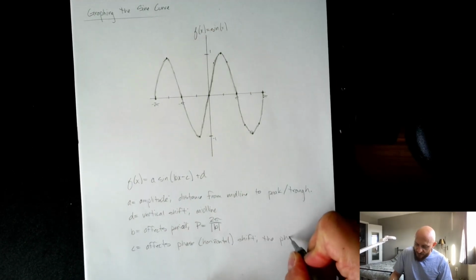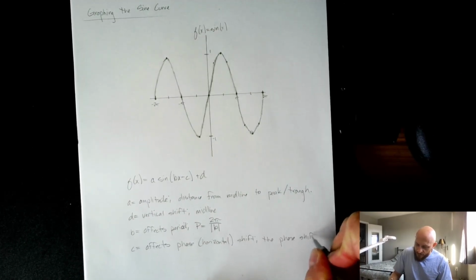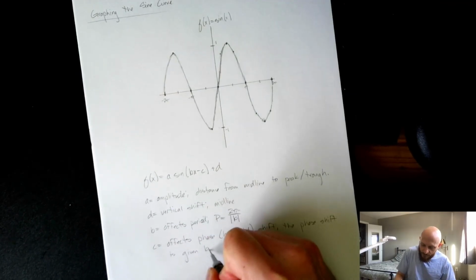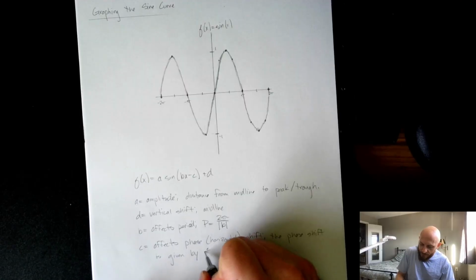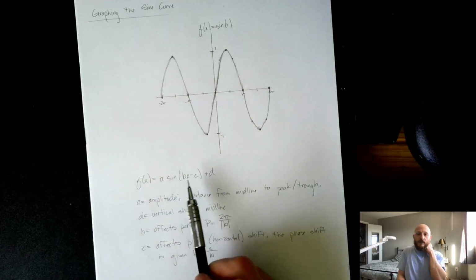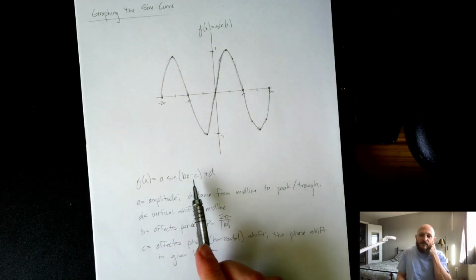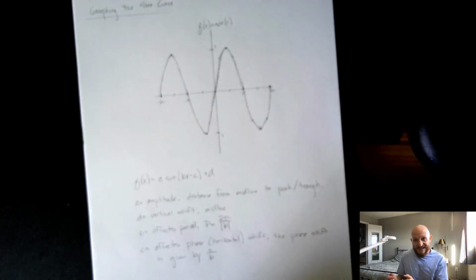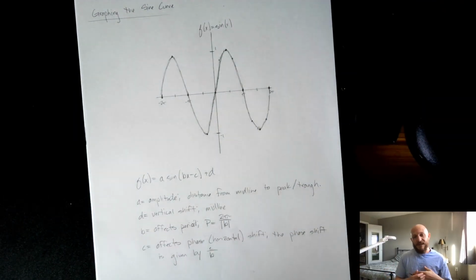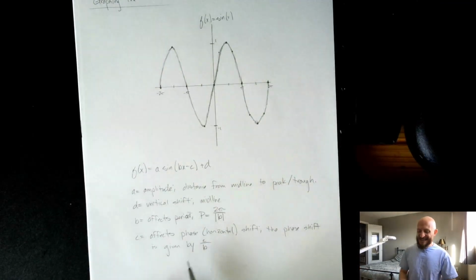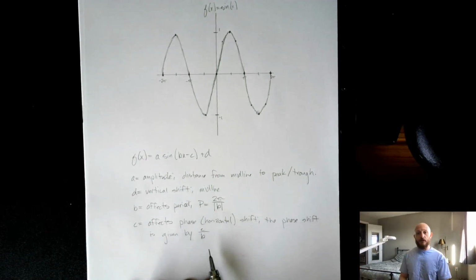The phase shift is given by, in fact, C over B. And that's the reason that some textbooks do like to factor out the B, is that then phase shift doesn't have to do anything with B, it just has to do with C. But again, I think that maybe can be a little bit confusing, personally, for me. Maybe not for you. It's okay. But the phase shift is directly given by C over B.